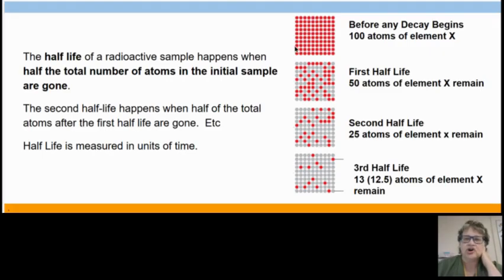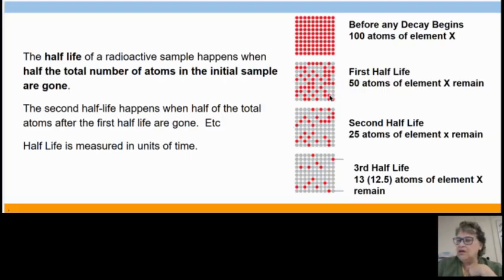So in this case, we're starting with 100 atoms. Then the atoms begin to decay. When it gets to 50 atoms, right? Because that's half of 100. The amount of time it takes to go from here to here is the half-life. Okay.